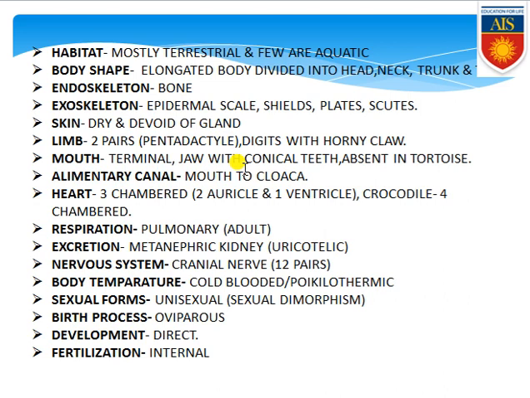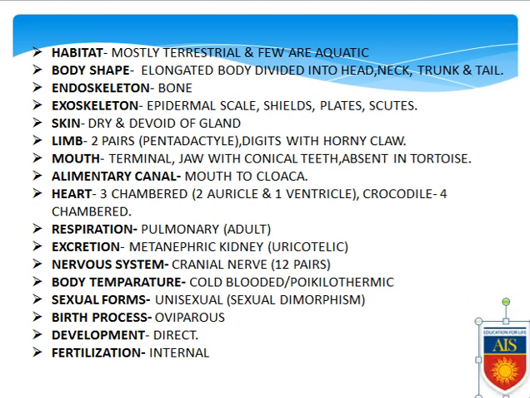Habitat: they are mostly terrestrial, a few are obviously aquatic. Body shape: elongated body, divided into head, neck, trunk and tail. Keep it in your mind, their body is divided into head, neck, trunk and tail. Next is the endoskeleton, which is exclusively made up of bone, and the exoskeleton, which is made up of epidermal scales present on the skin surface. They also have shields, that means thicker scales are also present.